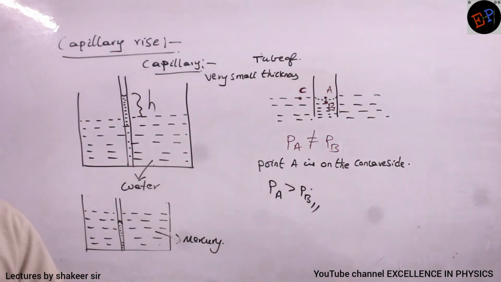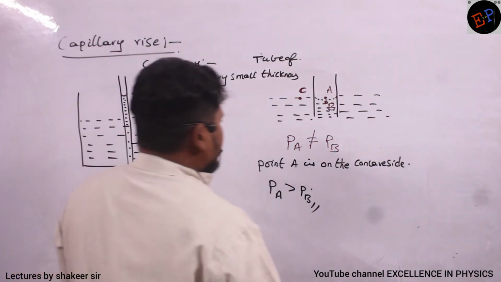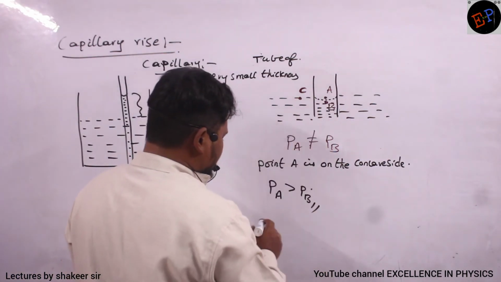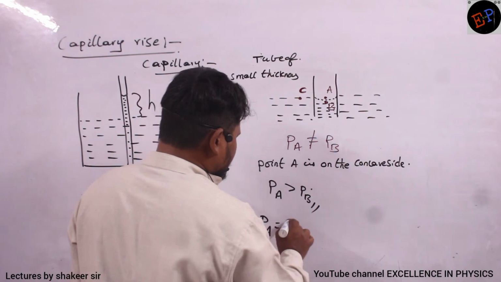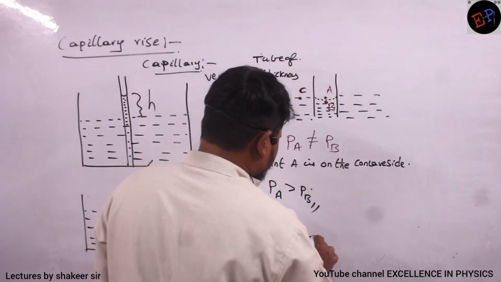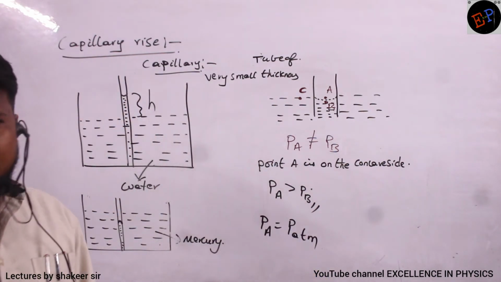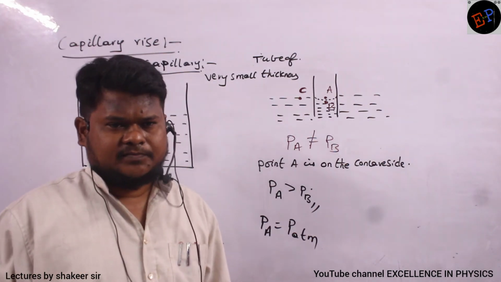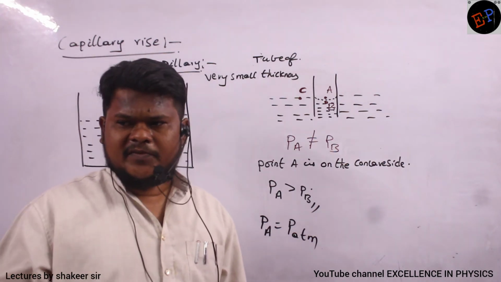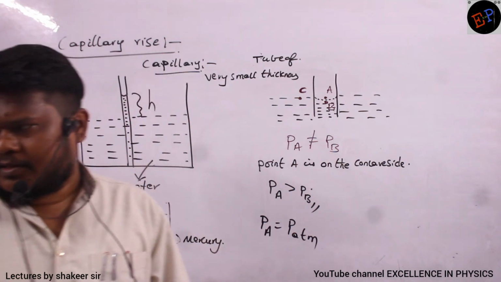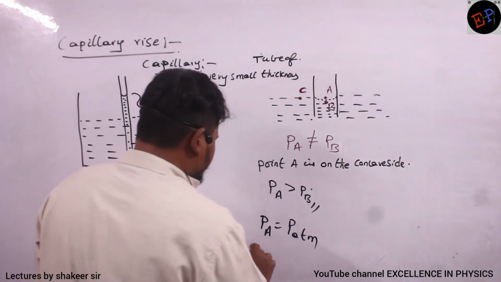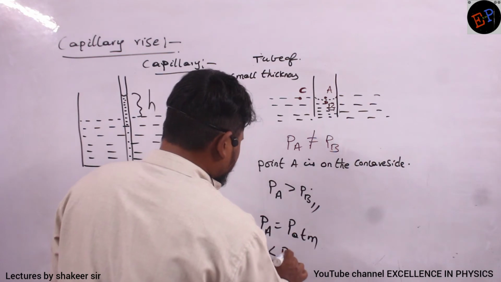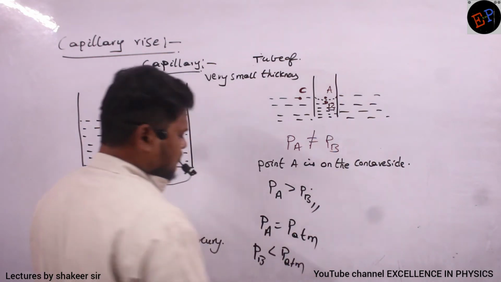Is it clear? Listen very carefully. Then what about pressure at point A? Pressure at point A is what kind of pressure? Atmospheric pressure, because it is open to atmosphere. Point A is in the atmosphere. So atmospheric pressure is acting. It also means that pressure at point B is less than atmospheric pressure. Is it clear?